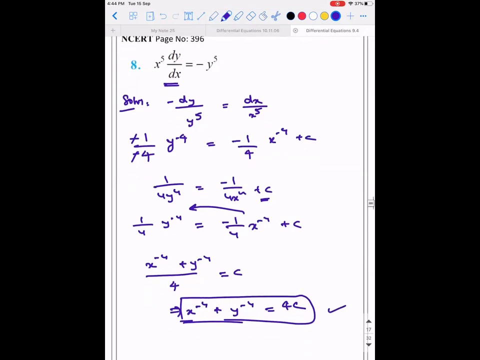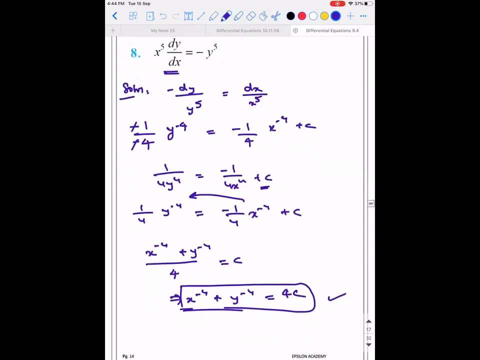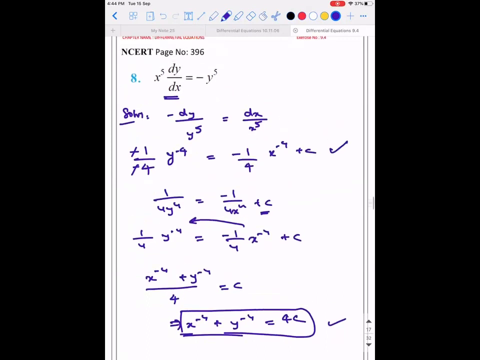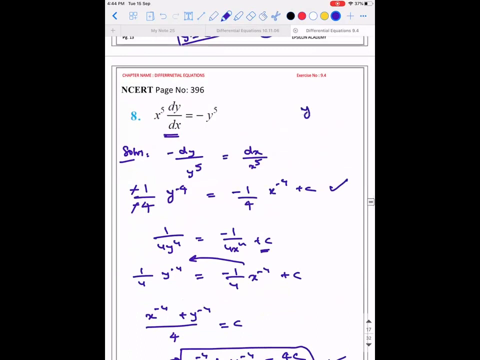Sir, can you explain the second step? Yes, I integrated that. So y power minus 5 dy with a minus sign is minus x power n plus 1 by n plus 1.